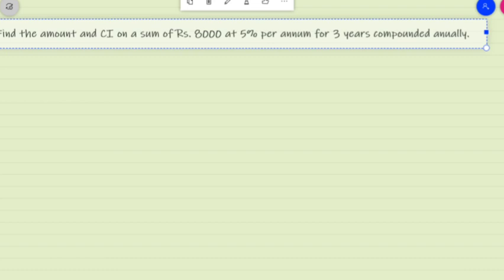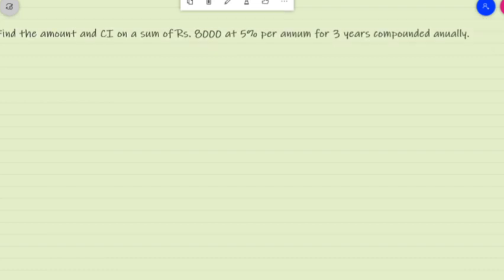how to proceed in these type of questions. Now let us move towards question number 3. Find the amount and compound interest on the sum of rupees 8,000 at 5% per annum for 3 years compounded annually. Please keep in mind children, whenever we will be going through worksheet 1, we will always read compounded annually.